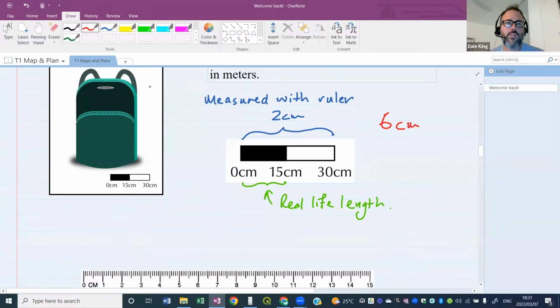So I measure the length of the bag from the top down to the bottom, and I get 6 centimeters. What would the real life length of that bag be? Can anyone tell me?